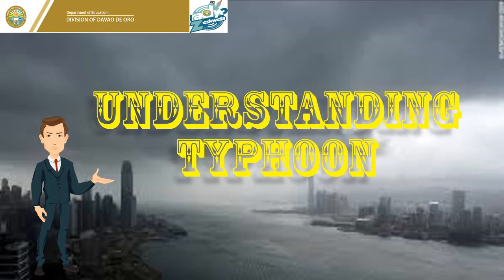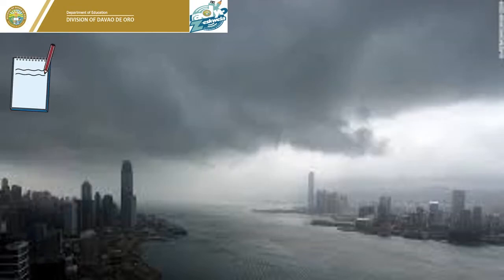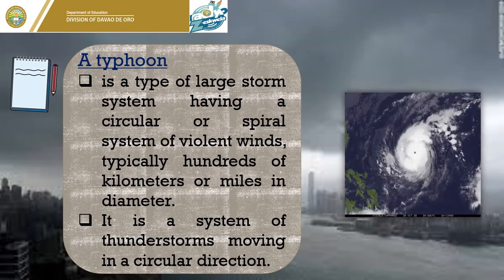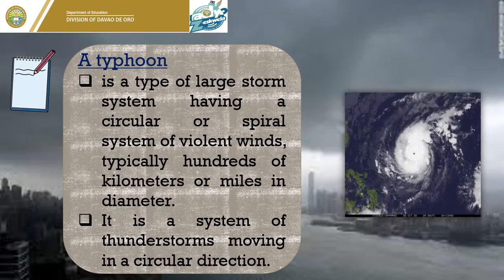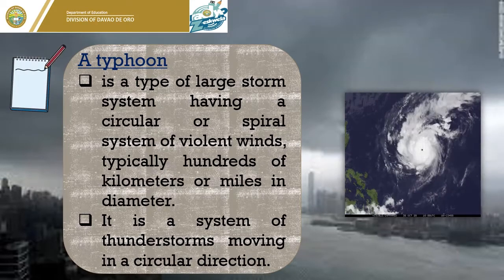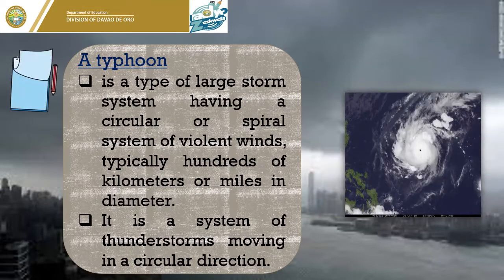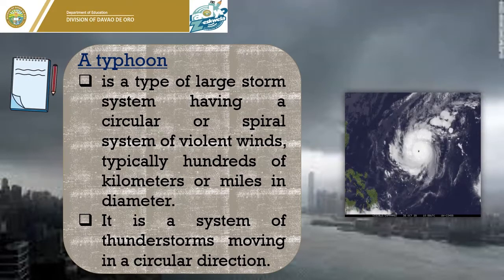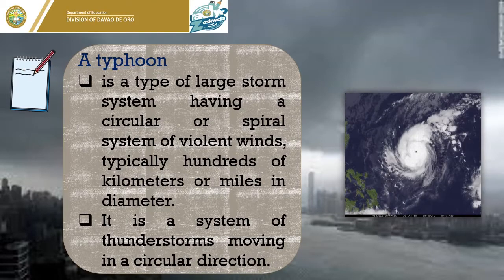But how does this type of phenomenon develop or form? Being in the tropics, the Philippines is visited by typhoons almost every year. These typhoons are also referred to as tropical cyclones. Some of these typhoons leave minimal damage, but a number have already been listed in history as devastating. Not a single part of our country is exempted from these forces of nature. A typhoon is a type of large storm system having a circular or spiral system of violent winds, typically hundreds of kilometers or miles in diameter. Or, it is a system of thunderstorms moving in a circular direction.